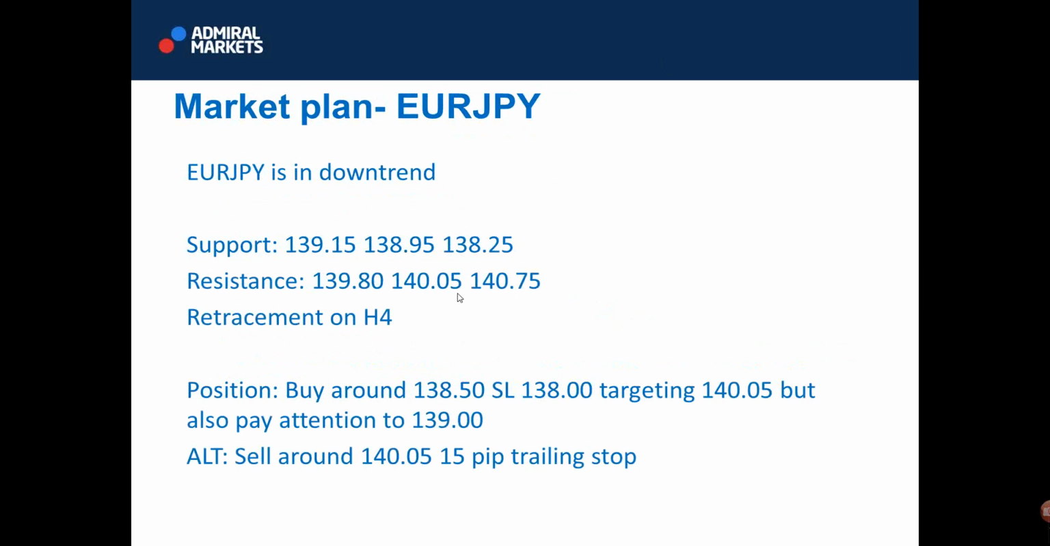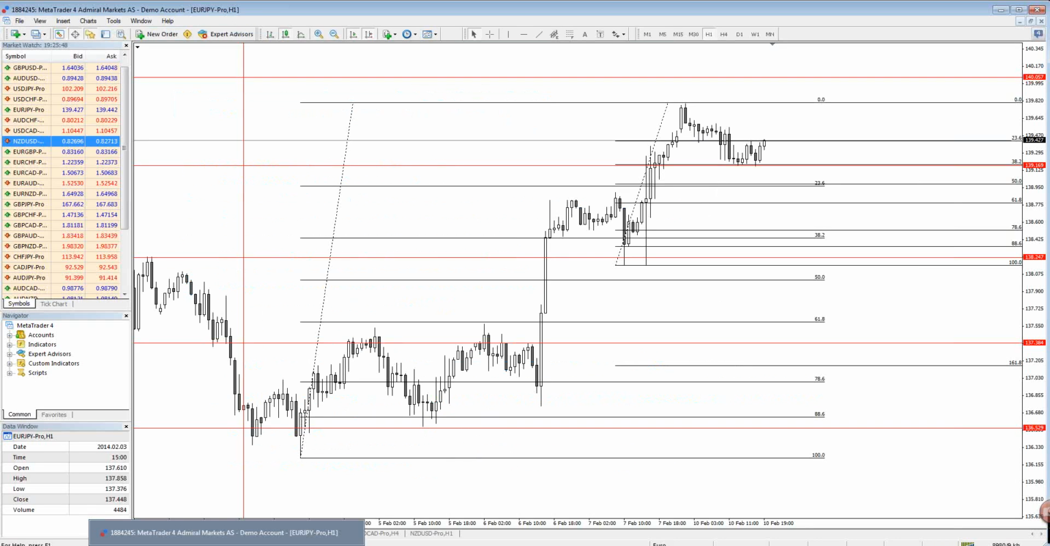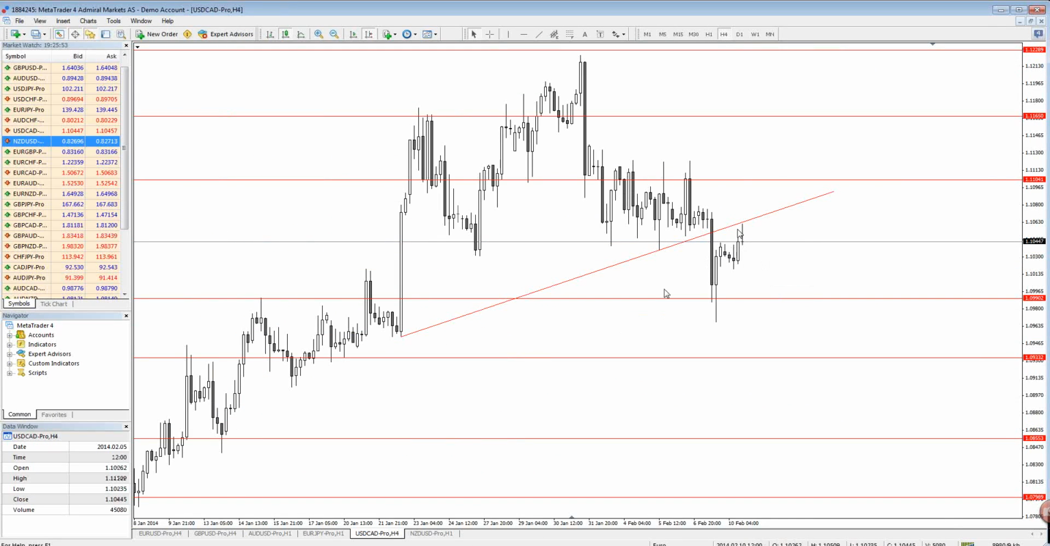Also, Euro Yen. We need a pullback to buy, and we need a higher price action to sell. And dollar CAD, this is a possible setup going on now at the moment. This is what I see.